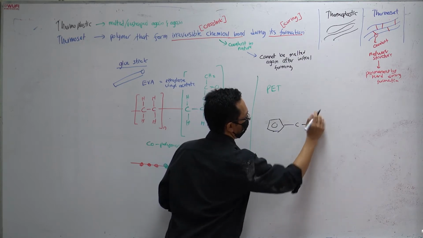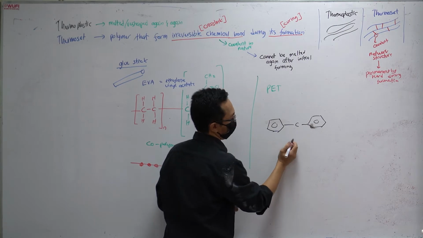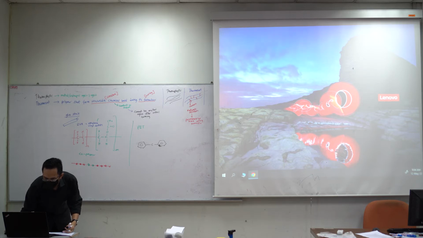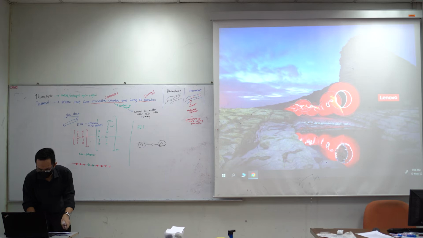I don't remember how the structure looks like. Can anyone check? Oh, I can just here. Let me check PET. PET poly. Okay, let's say polyethylene. Okay, polyethylene terephthalate. Wait, Control C, Control V. Sekejap. Too much. Ethylene terephthalate.